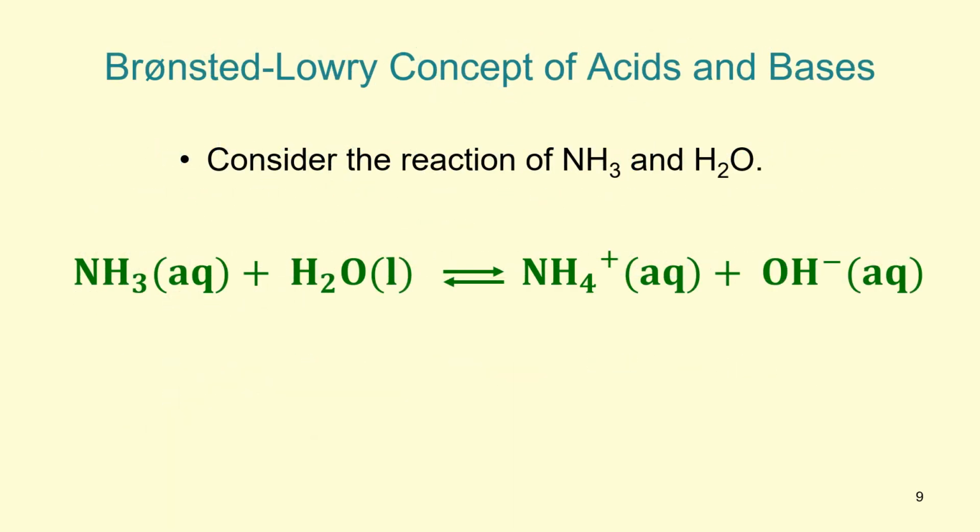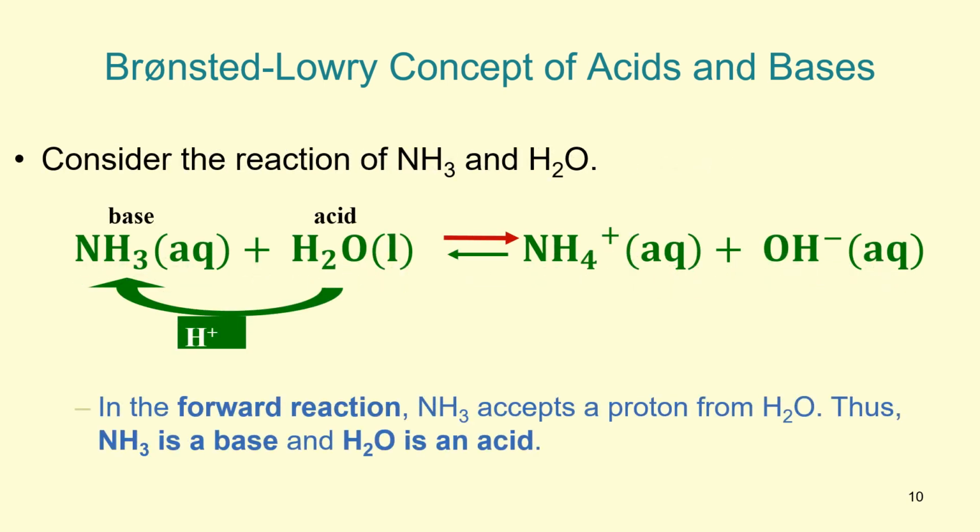Okay, so this is what I wrote earlier. So consider this reaction of NH3 and H2O. NH3 plus H2O gives us NH4+ and OH-. So in this way, we said earlier NH3 can act like an Arrhenius base because it does produce OH-, but in a broader sense, NH3 acts like a base because it actually accepts a proton.